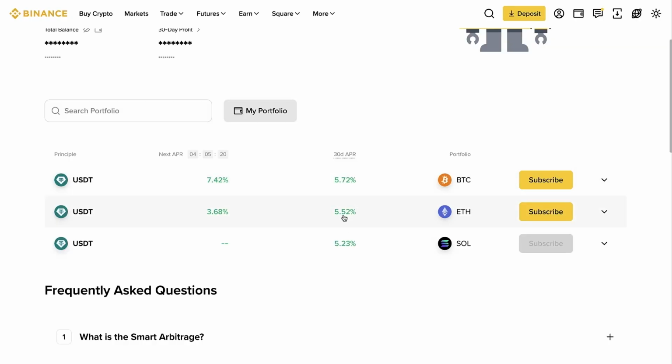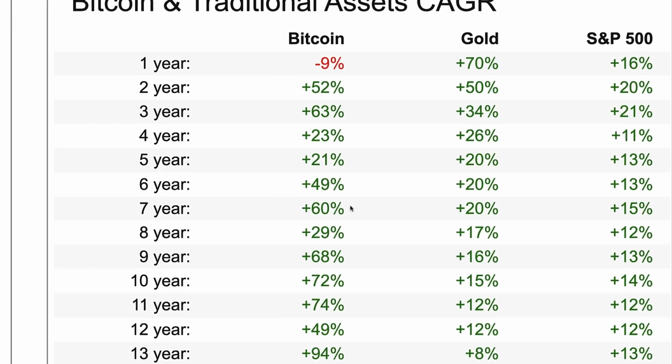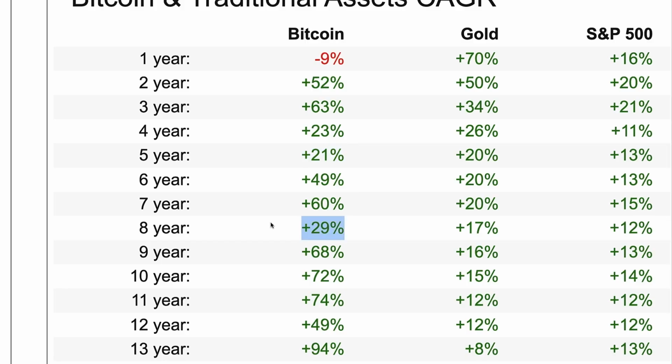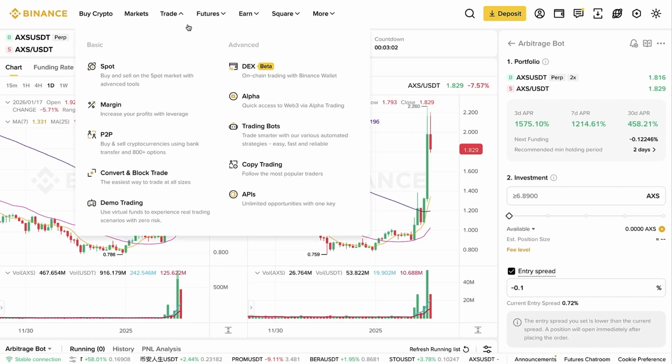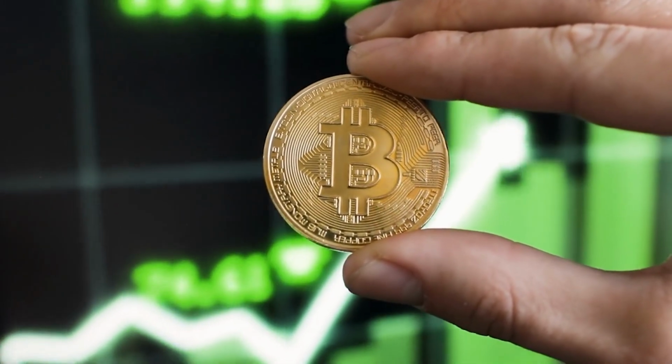Smart arbitrage 5%, meanwhile Bitcoin directly 21, 29, 23, 72, much higher percentages. So the BTC growth seems to be much faster than most of these arbitrage opportunities that we have seen here. And that's why if you are aiming for maximal growth, I recommend getting Bitcoin directly.